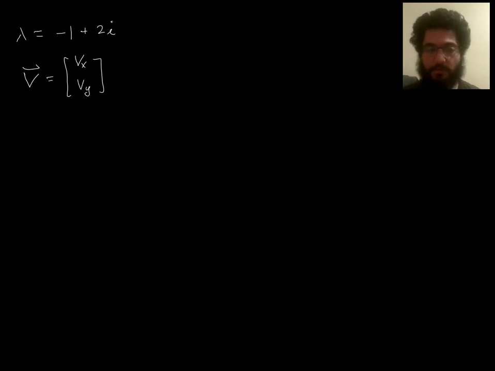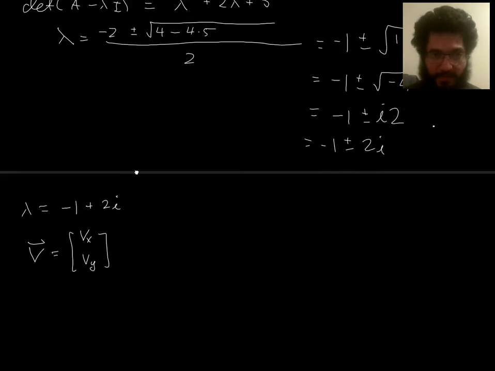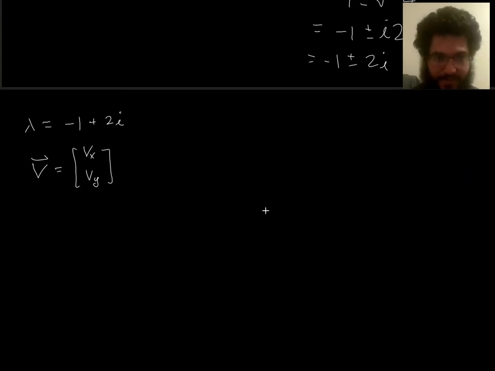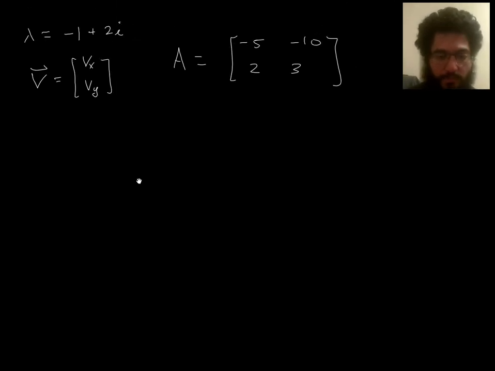And then I will automatically know that if I just complex conjugate both lambda and v, then I'll get the other pair, if I needed it. But I don't even need it. Okay, and I forgot what the matrix was. -5, -10, 2, 3. Maybe I'll write that here. Okay, and my goal is to find what is an eigenvector that goes with lambda.